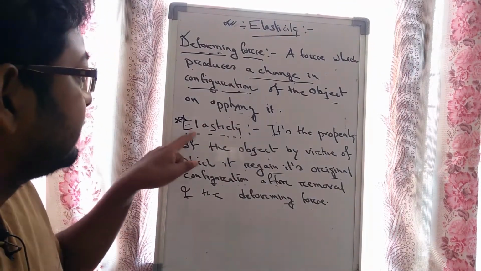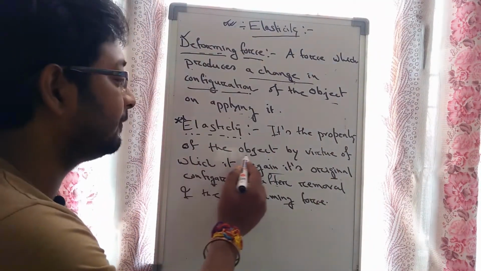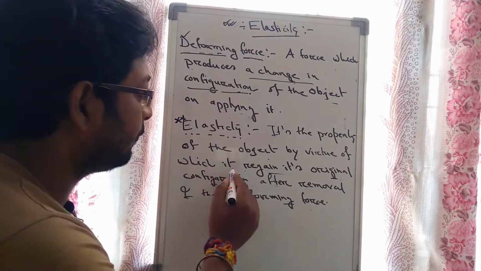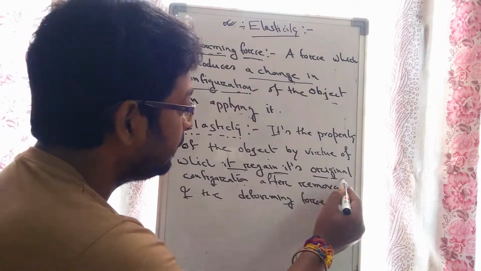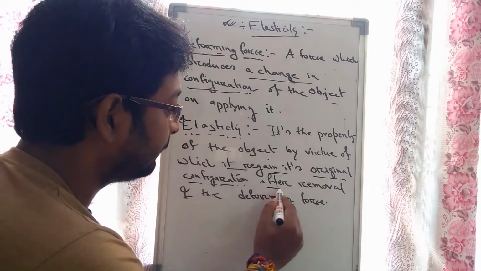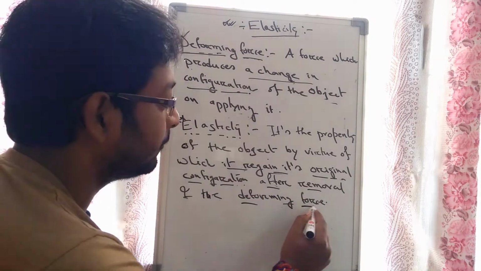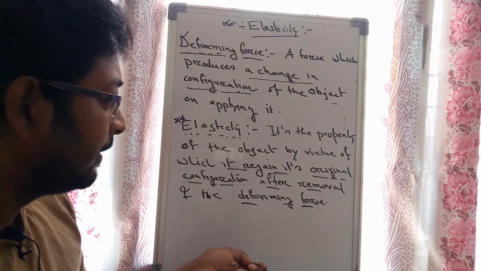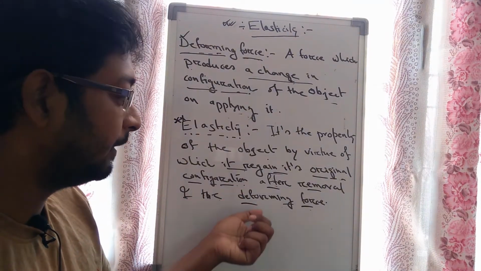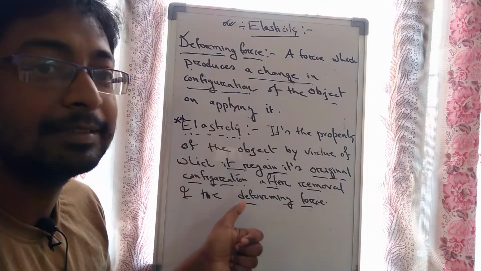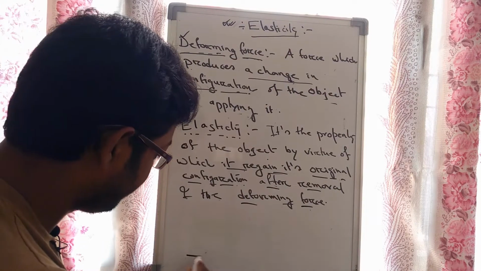Now next is elasticity. Elasticity is the property of an object by virtue of which, and this is the important point, it regains its original configuration after removal of the deforming force. It means if the object again regains its original configuration after removal of the deforming force, we can say this is elasticity.